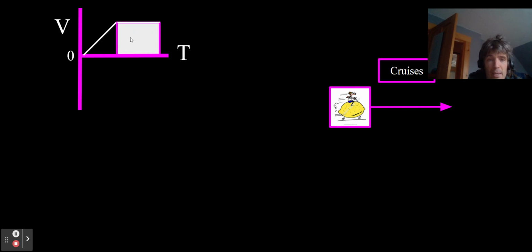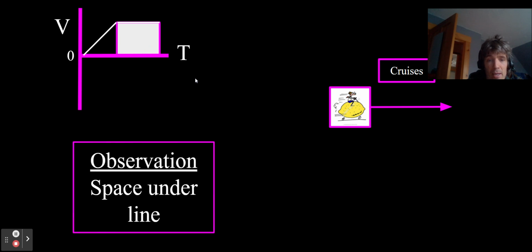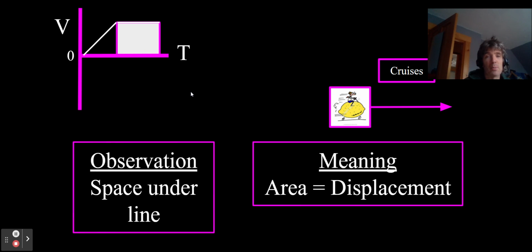Now, I can calculate the area under the graph between it and the zero axis. This area is actually equal to the displacement. It's pretty cool. You're essentially multiplying your time value by your velocity value. That velocity times time gives you displacement.